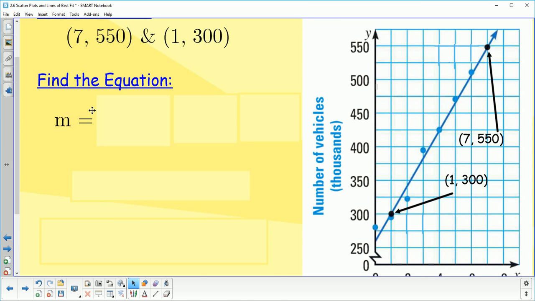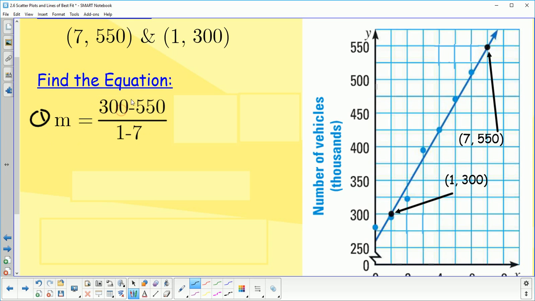Like we said, first thing we need to do is find our slope. So if I plug in those 2 points, 300 minus 550 over 1 minus 7, I simplify that to negative 250 over negative 6, and then I can simplify that a little bit more. Get rid of my negative signs, divide both of these by 2, and I get 125 over 3.